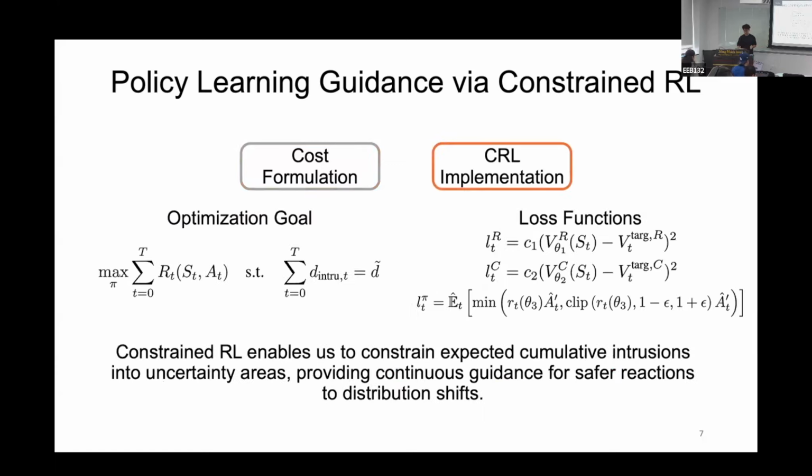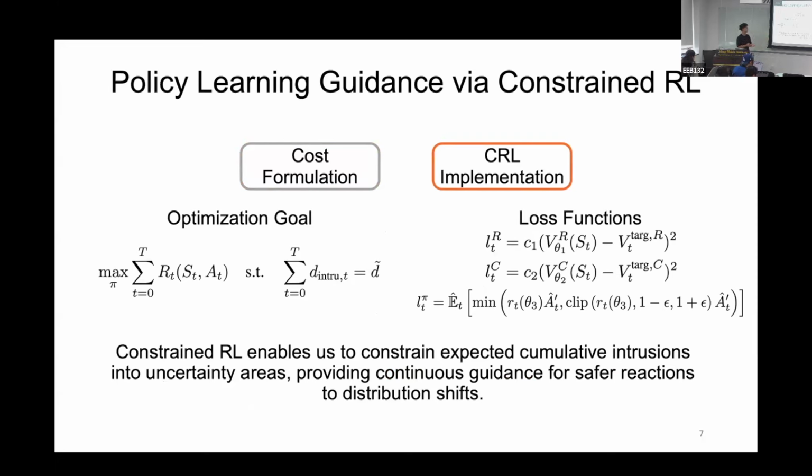The second thing is the constrained reinforcement learning implementation. Using constrained reinforcement learning, we can constrain the expected cumulative intrusions into the uncertainty areas, and we can provide continuous guidance for safer reactions to distribution shifts.